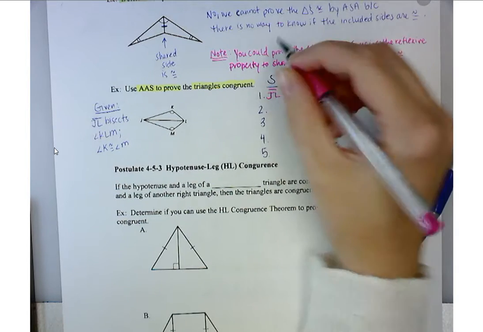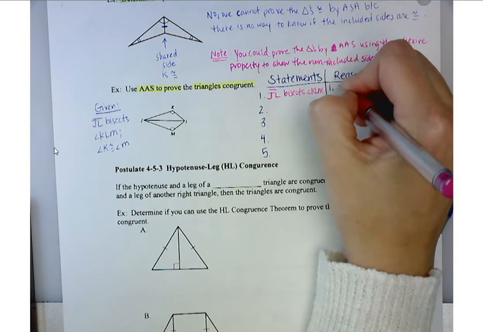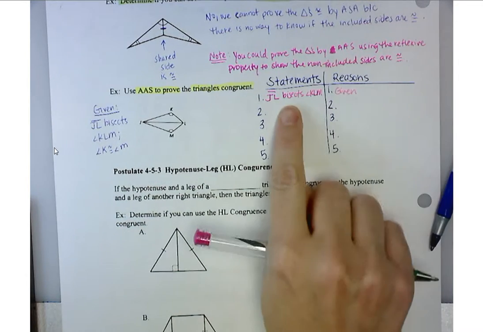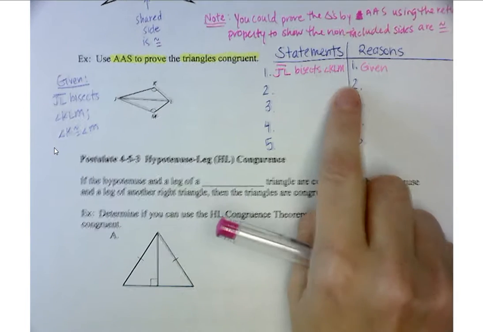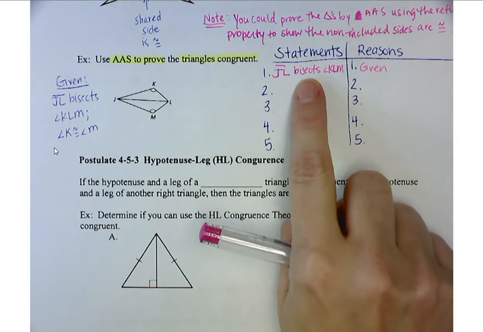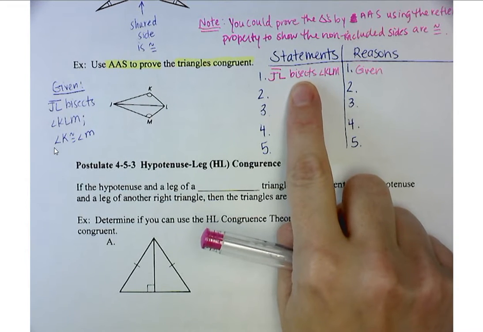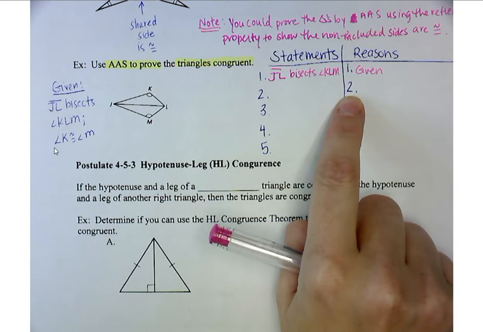If you have that JL bisects KLM as your given, that statement is going to automatically lead you to your next step. Because if you know that you have a bisector, what pretty much always happens after you say that something bisects?